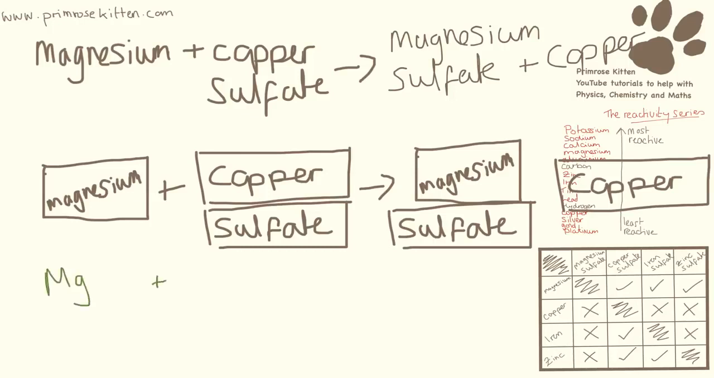Now if we want to extend this, we can look at the symbol equation. Magnesium, copper, and then exactly like we've just done, it is going to be magnesium sulfate plus copper.